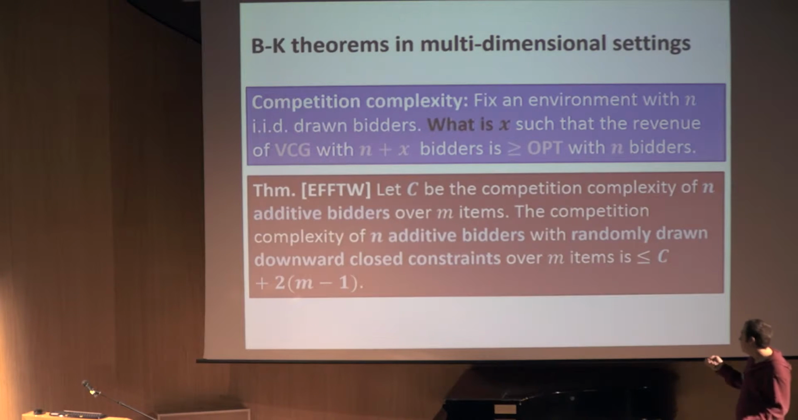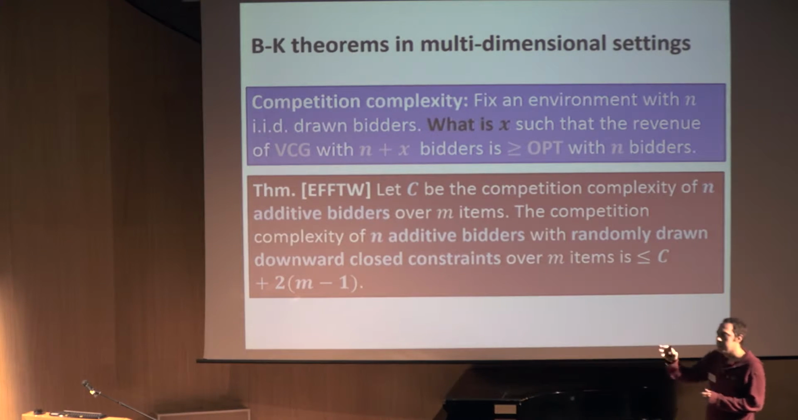And we further extend the result to settings where the bidders might be additive subject to non-identical downward closed constraints. They could be randomly drawn from some distribution, let's say. So this is kind of nice because we can say something about a market where some bidders are additive, some bidders are unit demand, some want at most 5 items or whatever. And we can still bound the competition complexity, although the bidders are not symmetric in the feasibility constraint.